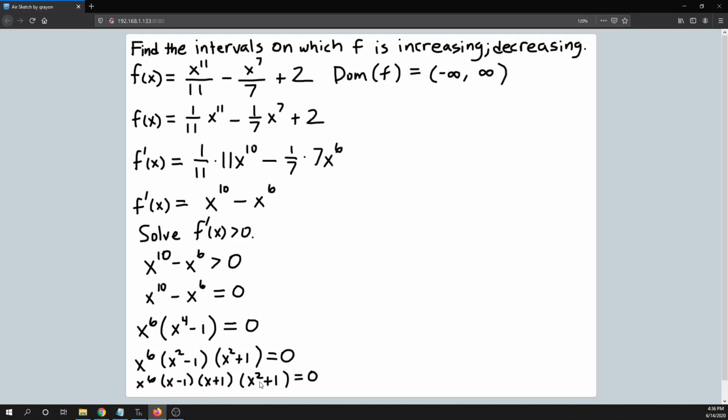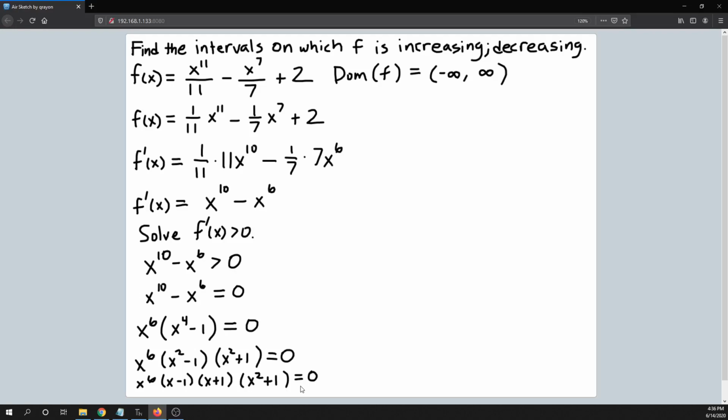Okay, and then this is the sum of two squares, which does not factor unless you use complex numbers. So just leave it the way it is. Okay, so we have everything completely factored here, and when we multiply all these factors together and we get 0, we know that at least one of these factors had to be equal to 0. So we're going to go through and set each one of those equal to 0, and then solve those out.